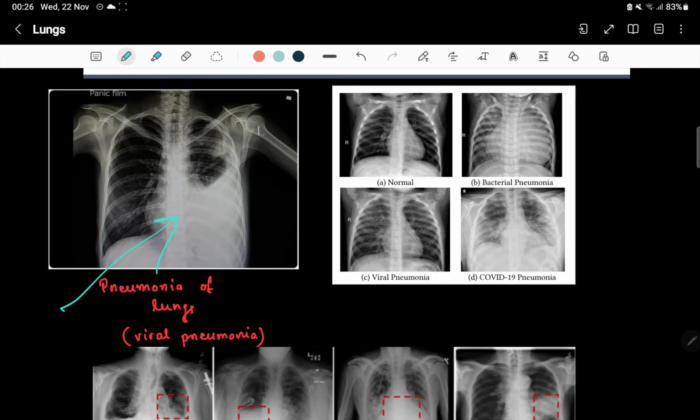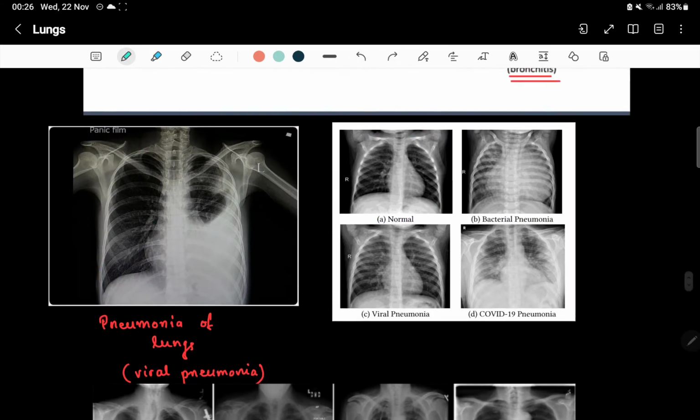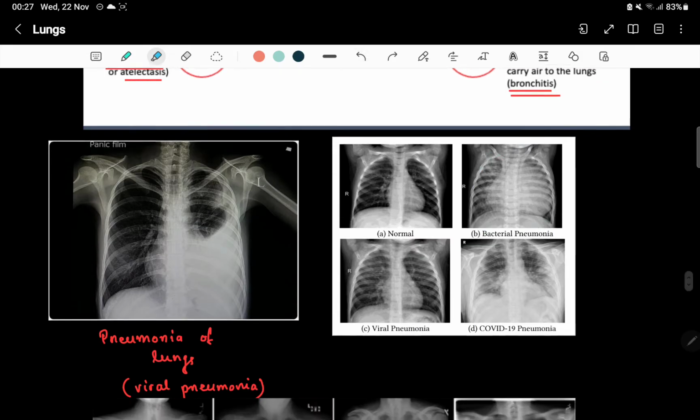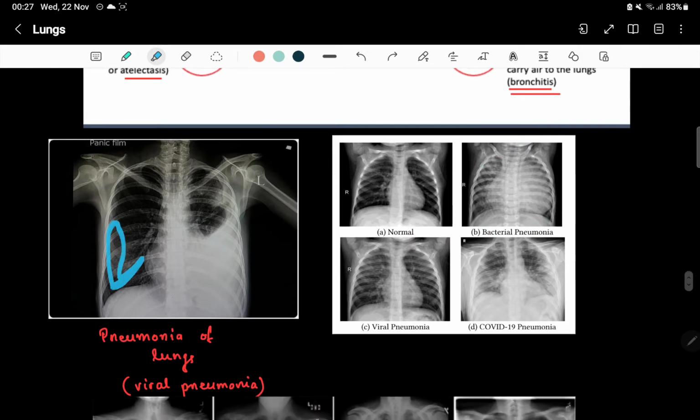This is a patient with viral pneumonia, how the X-ray looks. This is a normal patient. For bacterial pneumonia, we can have this type of plaques formed, and this thoracic cavity becomes a bit opaque in nature. In viral pneumonia, the opacity is divided and more spread out. COVID-19 pneumonia is a severe kind of pneumonia. You can see how much opacity has developed here.